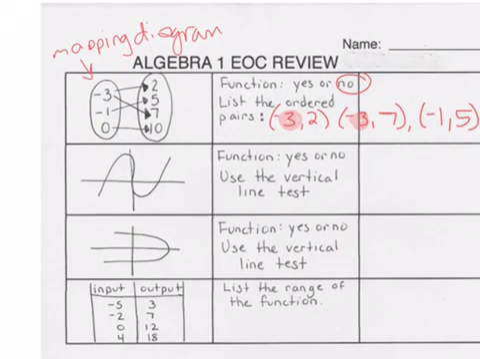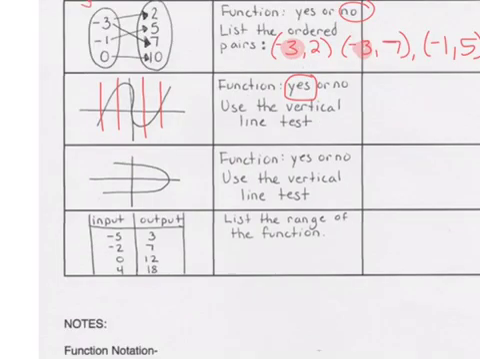Okay, taking a look over here, something we had previously learned about was the vertical line test. So if I draw vertical lines through this graph, it never intersects more than once. That means this is a function.